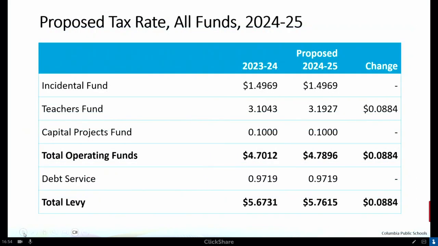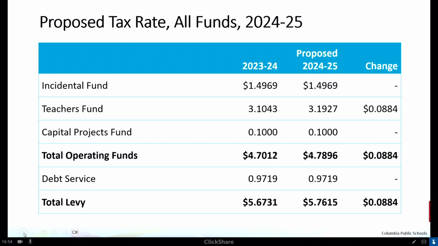And then here is the breakdown. Remember, we have to set it by fund, and so we have our incidental and our teachers fund. You can see the proposed, we're keeping the incidental fund flat at 1.4969. Our teachers fund, we're going to put that additional revenue, since that's where the large majority of our salaries and benefits are, so we're going to put that increase into our teachers fund. So that's 3.1927 is the rate there.